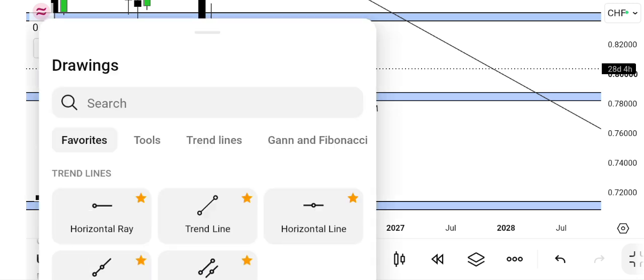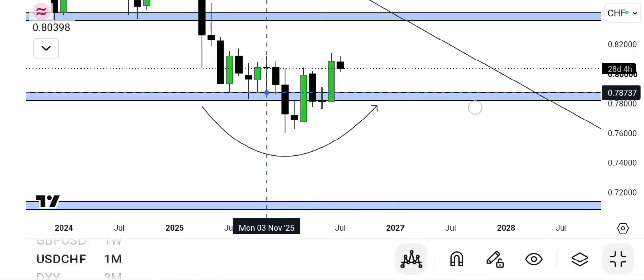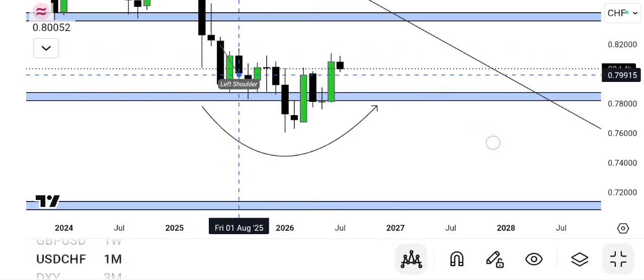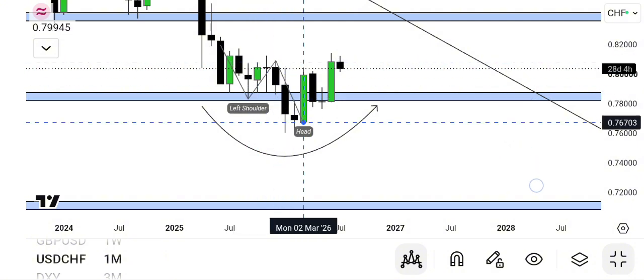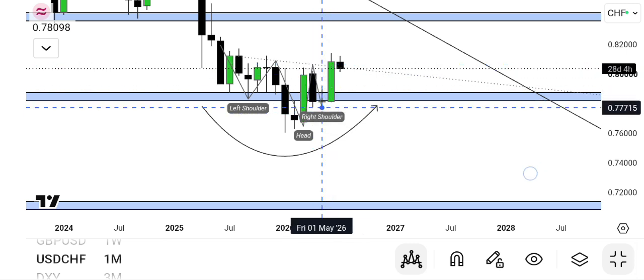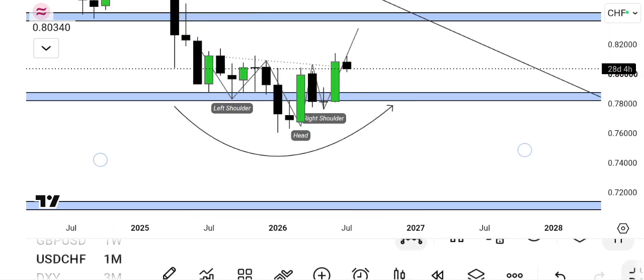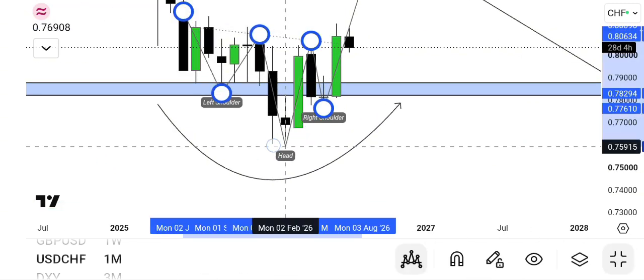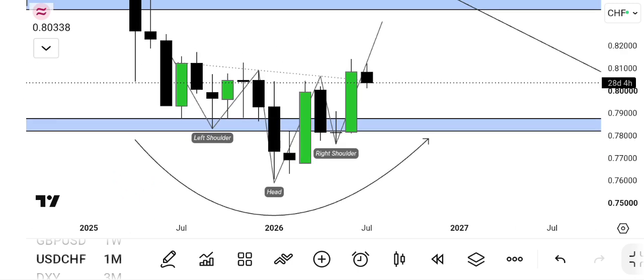All right, when I use my pattern tool, you can see it in detail. This is the left shoulder, this is the neckline, this is the head, this is the right shoulder at this point here. So that is how it is. If I go to the daily time frame, you see it in full detail. So this is the reversal pattern that formed at the moment.